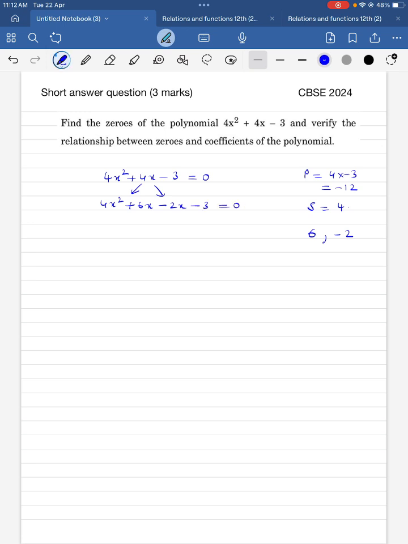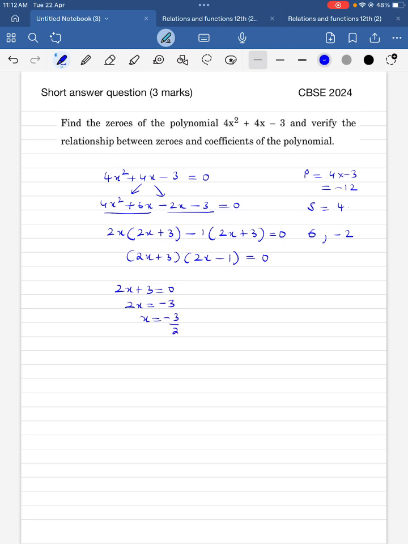Now I can take out 2x common from the first two terms, and the number that will go into the bracket would be 2x plus 3. Now what do I take out common between the next two terms? I can take out a negative 1 common, and I would have 2x plus 3 again in the bracket. Now I can take out 2x plus 3 common, and the remaining 2x minus 1 would go inside the bracket. So let me equate each of these to 0 to find the zeros of my polynomial. So x is equal to minus 3 by 2, and 2x minus 1 equal to 0, 2x is equal to 1, or x is equal to 1 by 2.